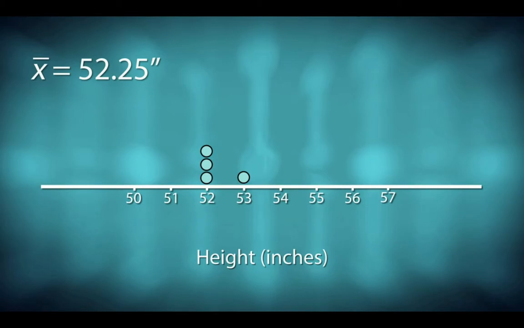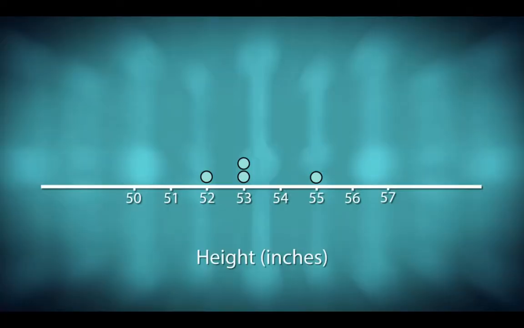From a third random sample, we get an X bar of 52.75 inches. From a fourth, a different distribution, but an X bar that happens to be the same as the last. And from a fifth random sample, we get a sample mean of 53.25 inches. We can keep going until we've selected all possible samples of 4 from our population of 20.